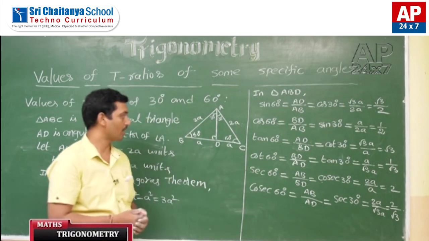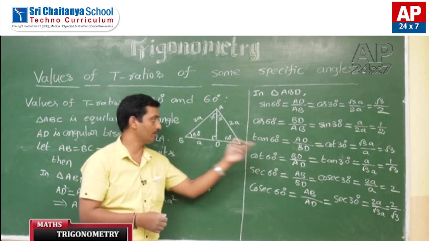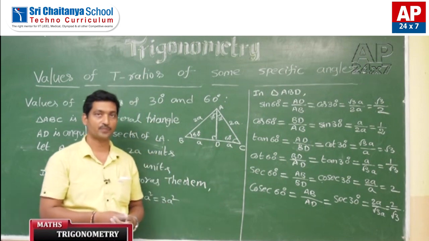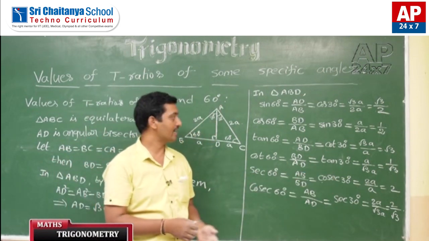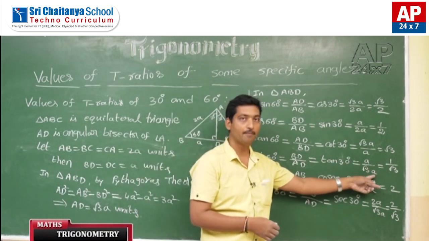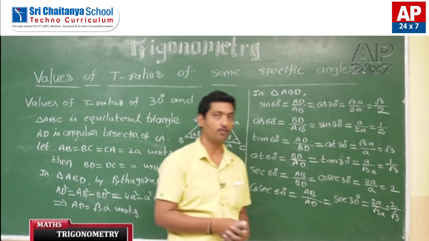Otherwise, from the diagram also, cot 60 degrees is nothing but BD by AD, and the same is equal to tan 30 degrees, which has the values of A by root 3A. By simplification, we will get 1 by root 3.